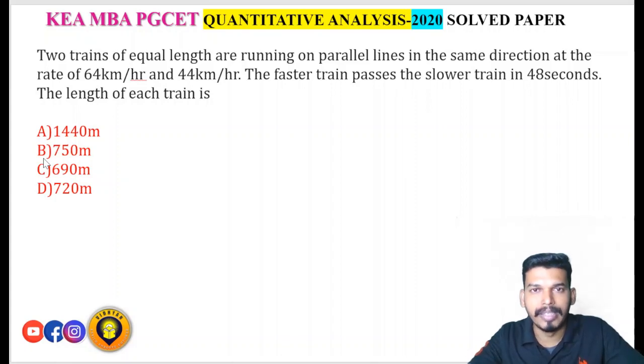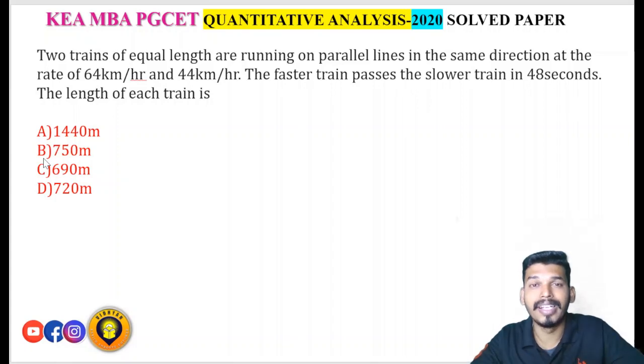Two trains of equal length are running on parallel lines in the same direction at the rate of 64 km per hour and 44 km per hour. The faster train passes the slower train in 48 seconds. The length of each train is, okay, in this case there are two trains which are running on a parallel line. So there is a condition that when trains move in the same direction and when trains move in opposite directions, there are changes, okay?